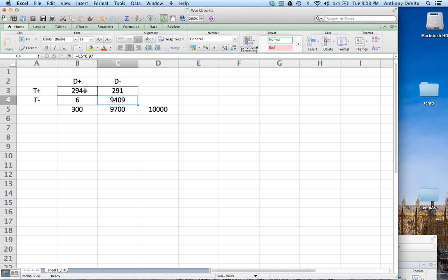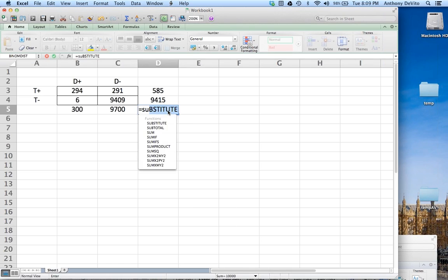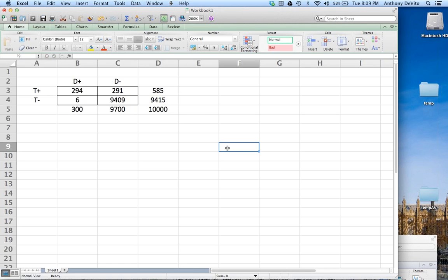Okay, so we correctly predict that 294 have it. We incorrectly predict that 291 people who don't have it also have it. So how many total positive tests do we have? We have 294 plus 291, okay, 585. How many people test negative? That's going to be equal to 6 plus our 9,409, right, and that's going to add up to 10,000. Add those together, it's going to add up to 10,000.